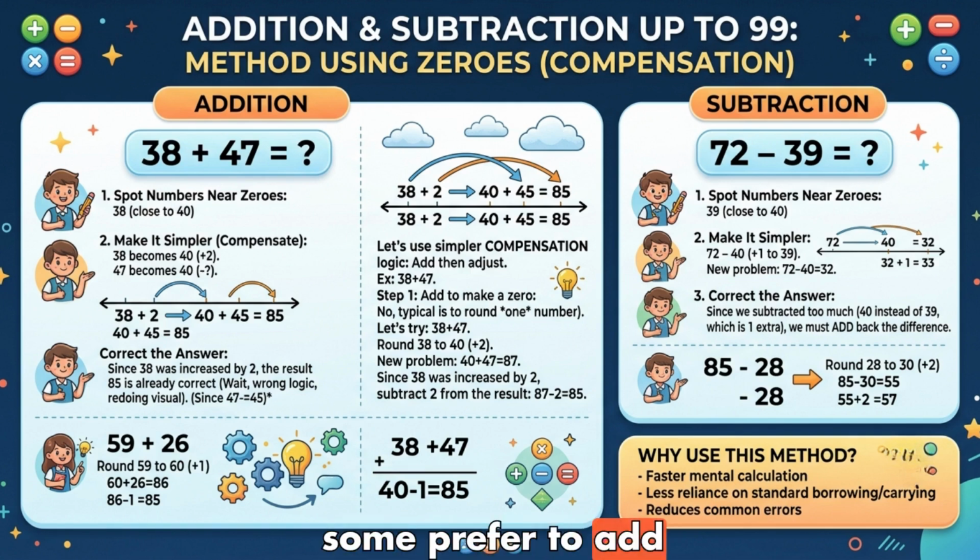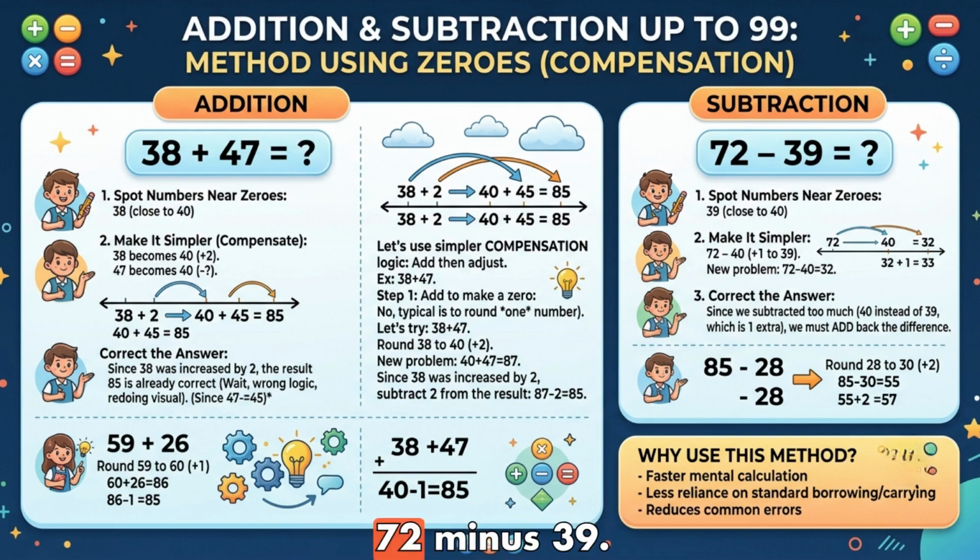Alternatively, some prefer to add to make a 0 on just one number, and then subtract the difference. 38 rounded to 40 is adding 2. The new problem is 40 plus 47. That equals 87. Since 38 was increased by 2, we subtract 2 from the result. 87 minus 2 equals 85.